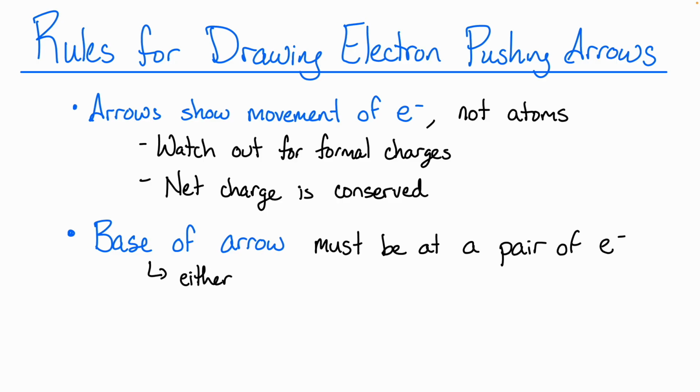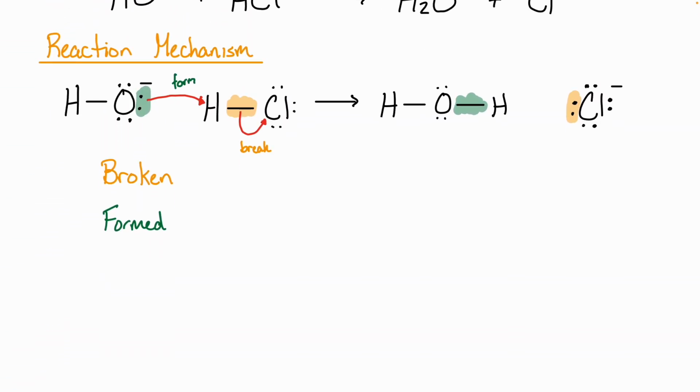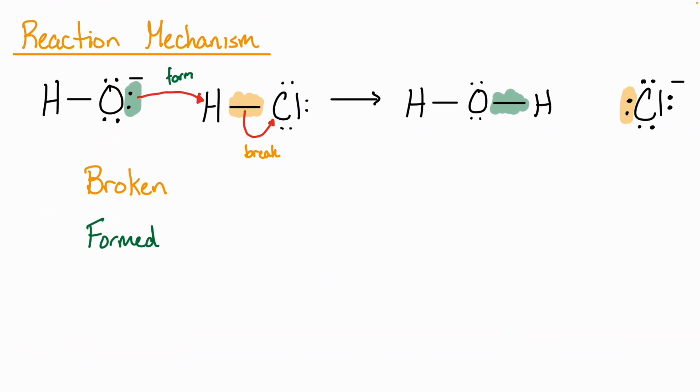So either a bond or a lone pair, but the base of the arrow is always at a pair of electrons. All right, and again, we can convince ourselves of that by going back to our simple example. In our first arrow, the base of that arrow is at a lone pair. In my second arrow, the base of that arrow is at a bonding pair. But again, the base of the arrow is always at a pair of electrons.